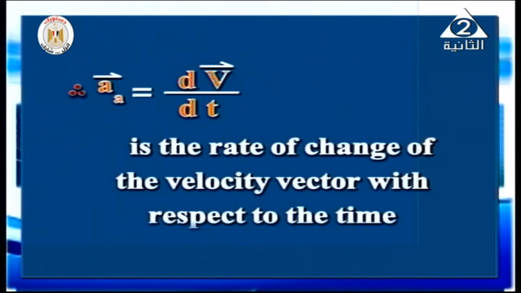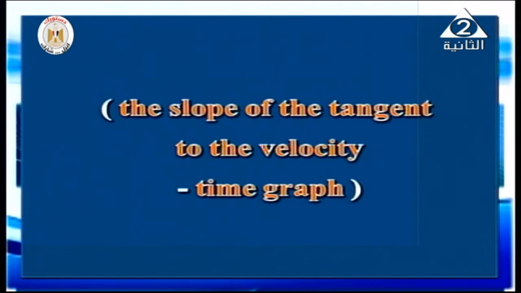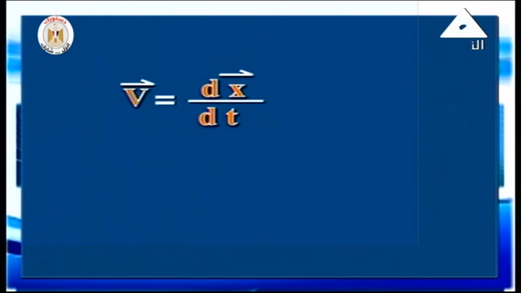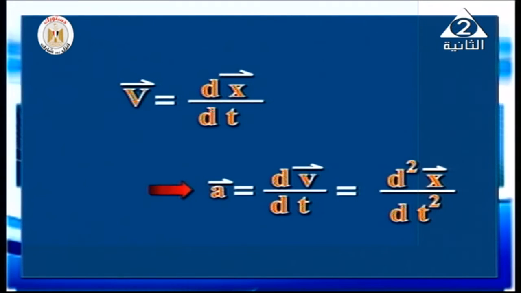Average acceleration equals dv over dt, the rate of change of the velocity vector with respect to time t. It is the slope of the tangent to the velocity-time graph. We know that v equals dx over dt, the change of displacement with respect to time. Acceleration is also dv over dt, or the second derivative of x with respect to time t.